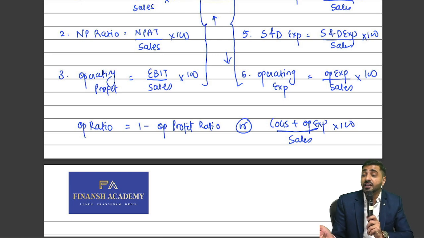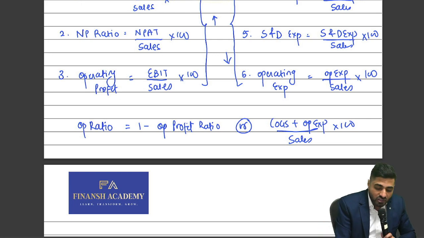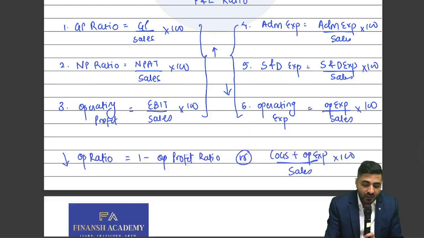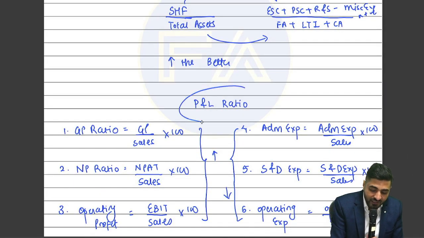Operating ratio, come on, what do you think? Higher the better or lower the better? Because lower the operating ratio, can I say higher will be the operating profits? Are you all okay with now the P&L ratios?